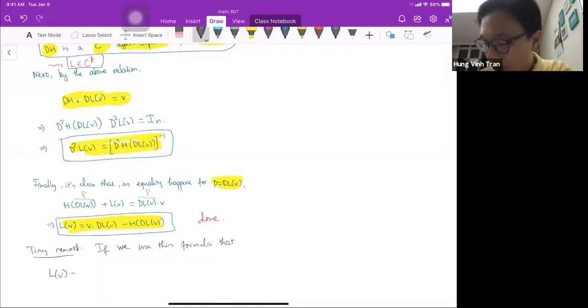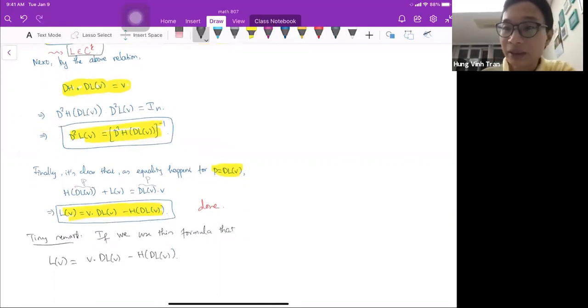LV equals V dot dLV minus H of dLV. Then it's not very clear that L is C^k. Then it's not so clear.